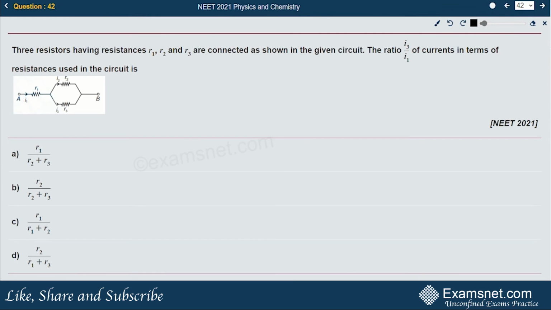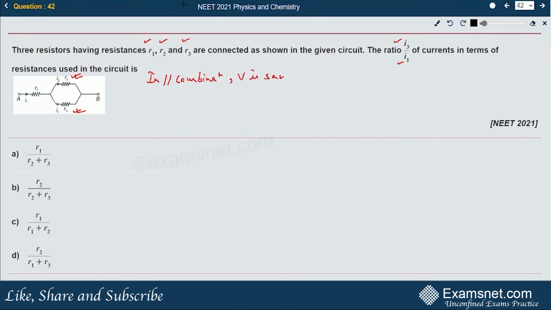Now question number 42 is from the chapter Current Electricity, and the question is, three resistors having resistances R1, R2 and R3 are connected as shown in the given circuit. The ratio I3 to I1 of currents in terms of resistances used in the circuit is, so here you can see that R2 and R3 are in parallel combination.